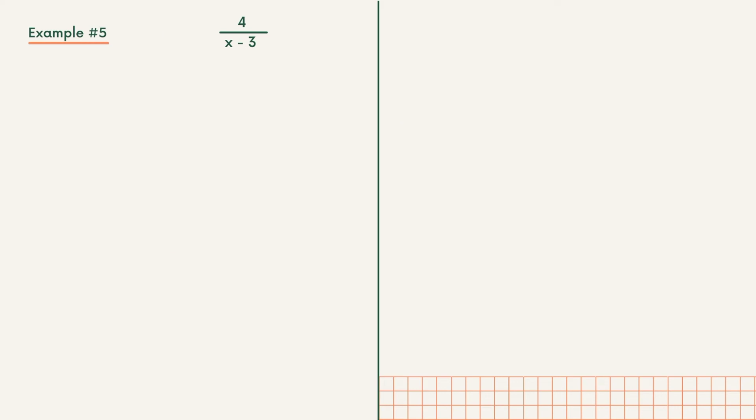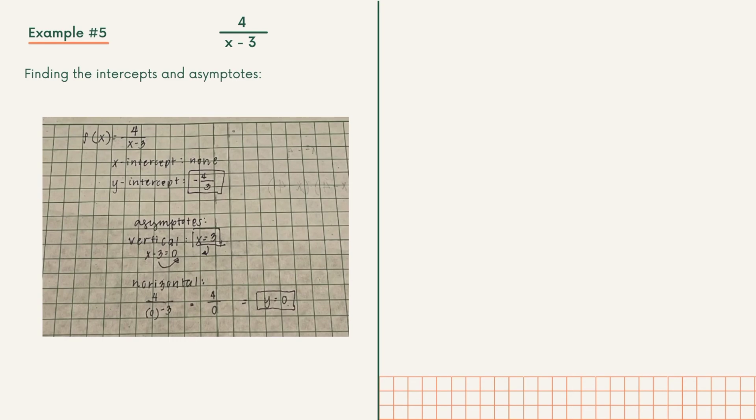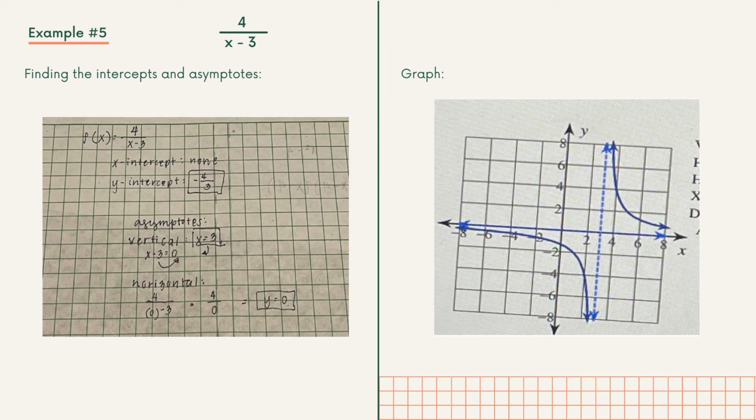Example number 5. 4 over x minus 3. Find the intercept and the asymptote. The vertical asymptote is 3, while the horizontal asymptote is 0.